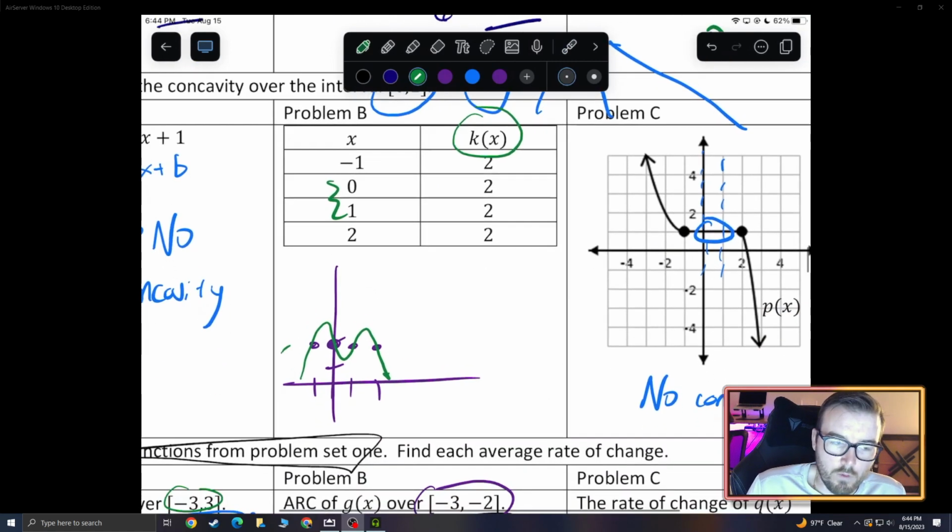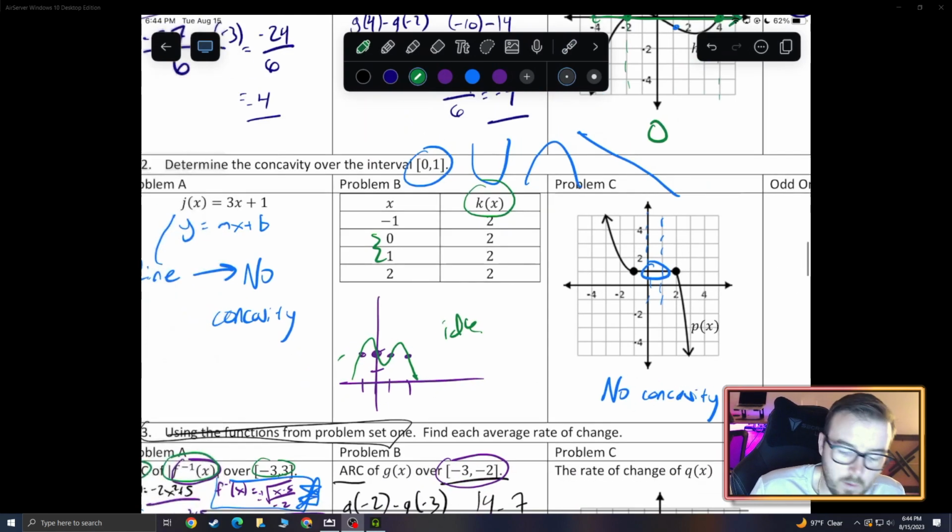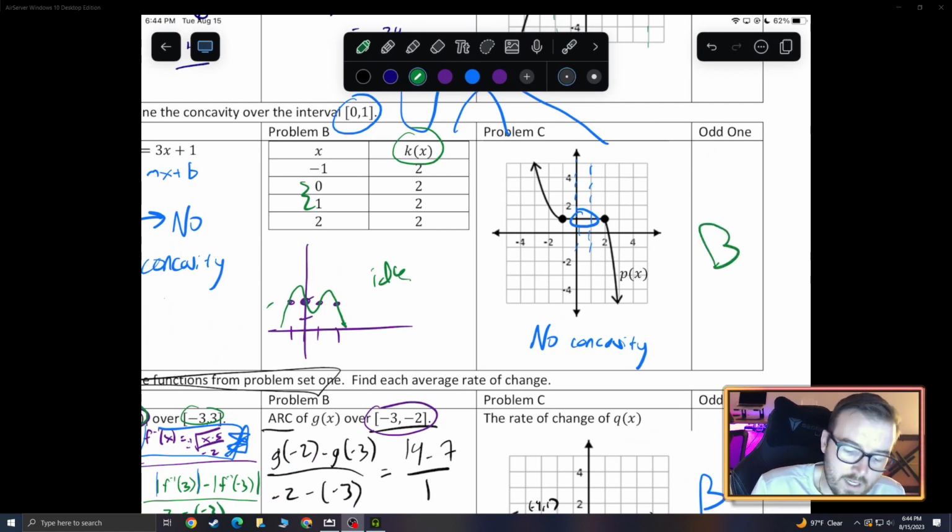And the moral of the story here is, don't assume too much. So we don't know. IDK. And that's why it's the odd one out, because we know the answer to these, but there's just not enough. And I know that might be rubbing you the wrong way, but it's the truth.